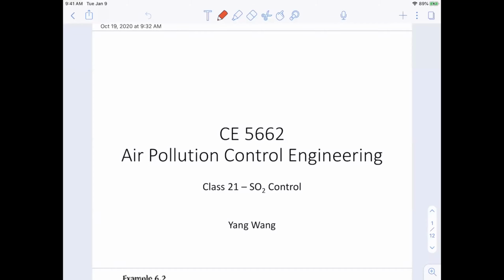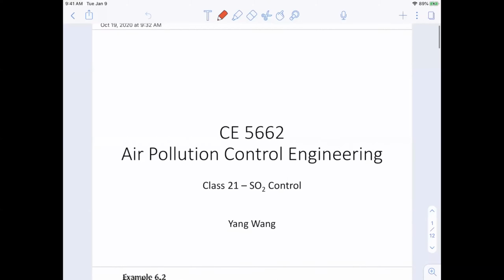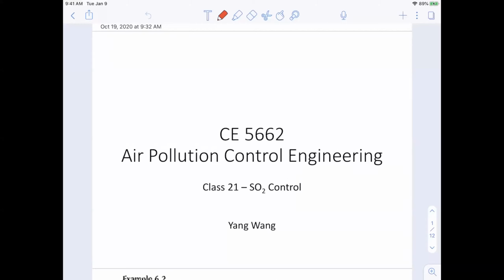Of course, sulfur dioxide control will not be part of the midterm exam, but still pay attention to these concepts, because after the midterm, we're going to come back to sulfur dioxide and discuss more information on the control devices, okay?